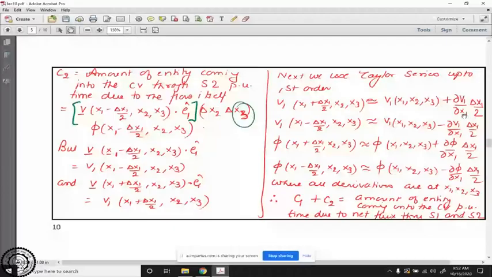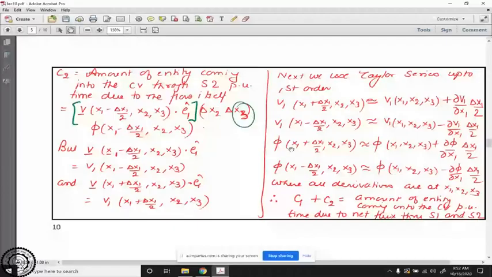And you can write V1 at x1 minus delta x1 by 2, that is, the one component of velocity on the S2 face. You can again write it using the base value at the base location and using the Taylor series, and you will get a negative sign here because there is a negative sign standing in front of delta x1 by 2, and that's why you will get a negative sign here.